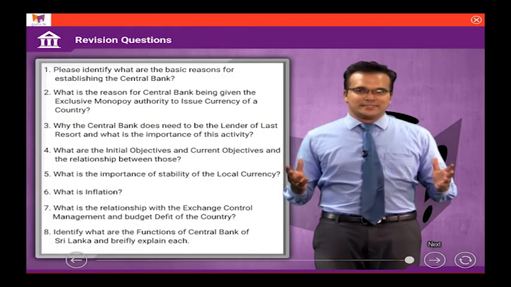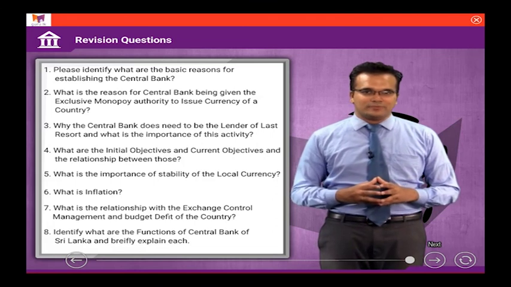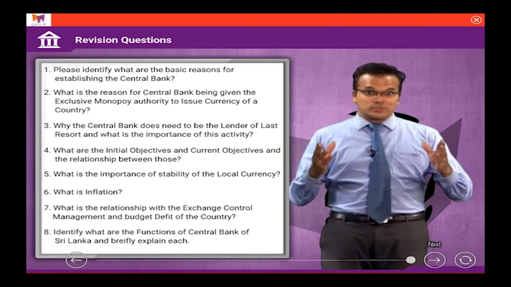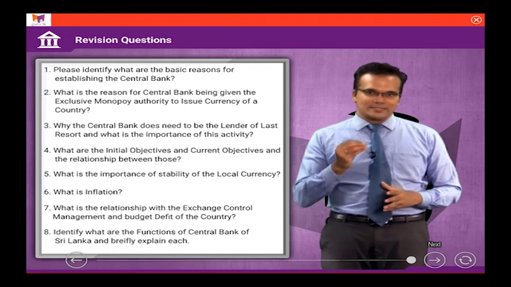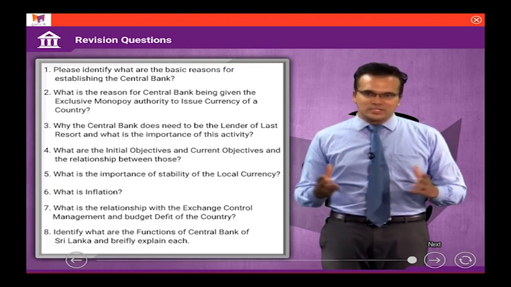With that, we have completed discussing the evolution of central banking functions lesson. Now you can test your knowledge gained on the lesson by answering these simple questions that are displayed on the screen.